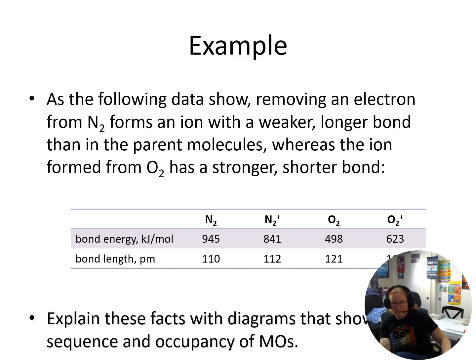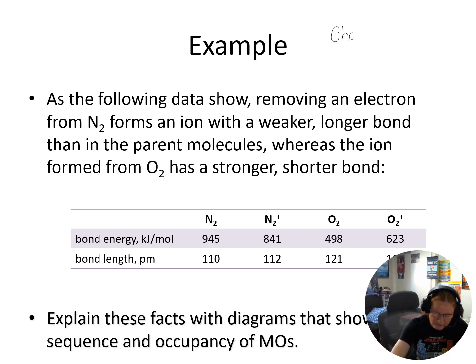Now I've got an example problem here. So we've got some data that shows that removing an electron from nitrogen forms an ion with a weaker, longer bond, whereas oxygen has a shorter, stronger bond. So we want to fill in some diagrams that show the sequence and the occupancy of these molecular orbitals. I am going to give a little bit of information, but I'm going to leave the rest up to you to try. If you are one of my students in one of my lectures, my first semester Gen Chem, this is going to be a challenge problem.